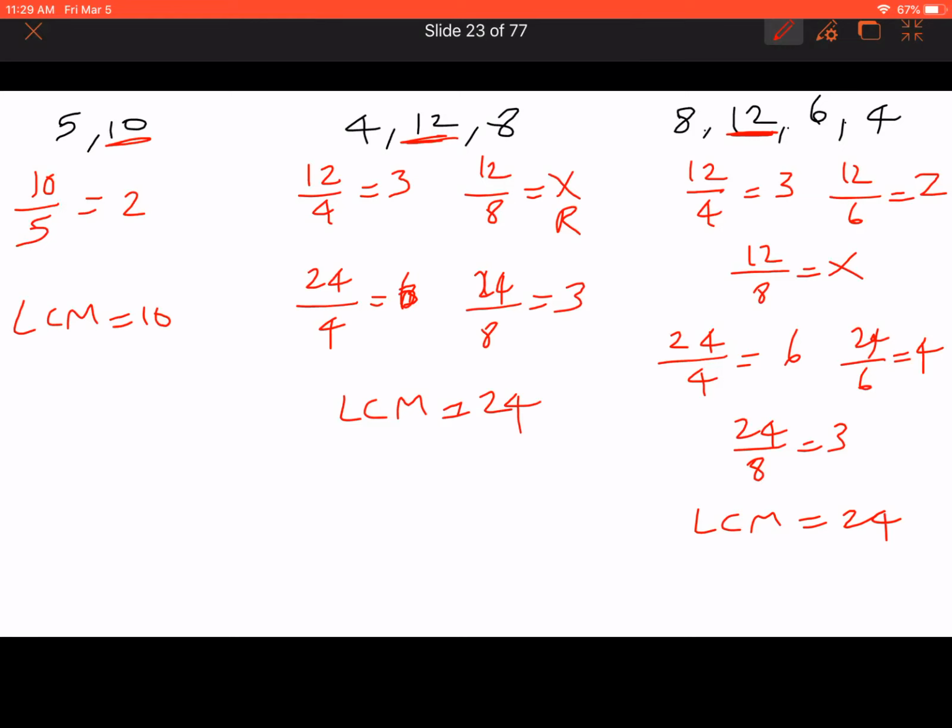So this is a quick and short method which will be very useful whenever you know the multiples of the given numbers. Okay, I hope you understood the differences between the greatest common factor and the least common multiple.